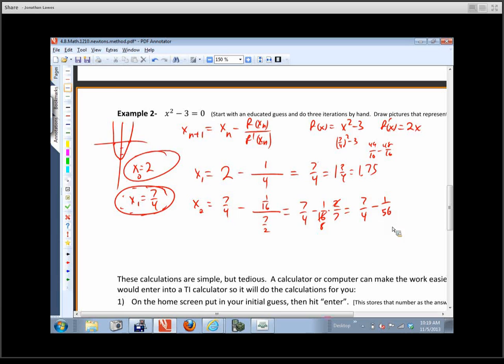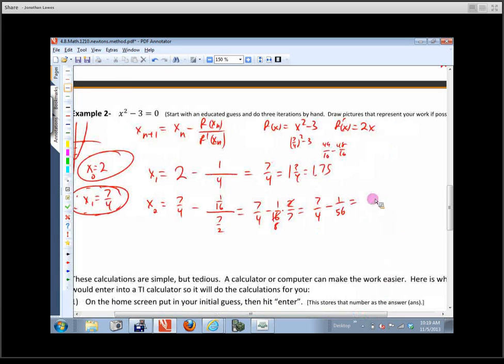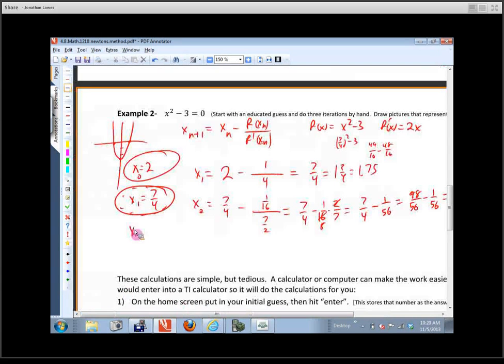That doesn't look like fun. Let's see. So now I need to get a common denominator. I've got to multiply by 14, right? Okay, so this is going to be, correct me if I'm wrong, 98/56 minus 1/56. Is that right? Fourteen times 7 would be 70 plus 28, so 98/56. So we end up with 97/56. So x2 is 97/56.